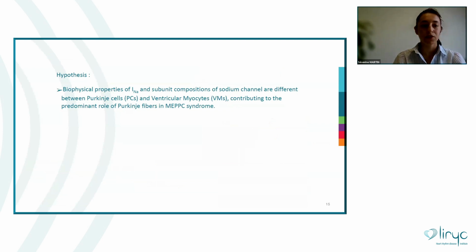So all these parameters suggest that the biophysical properties of the sodium current and the subunit composition of the sodium channel are different between the Purkinje cells and ventricular cardiomyocytes. And all of that contributes to the predominant role of Purkinje fiber in ME-PPC syndrome.